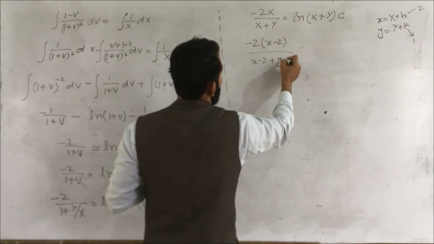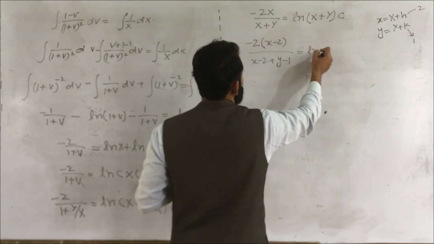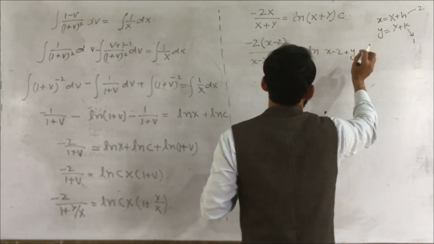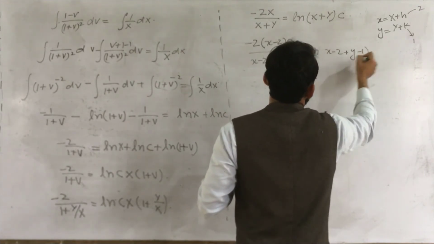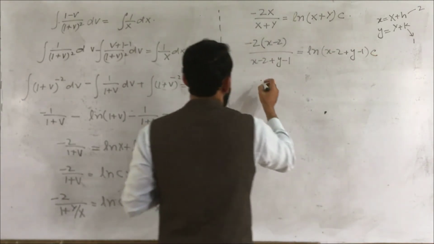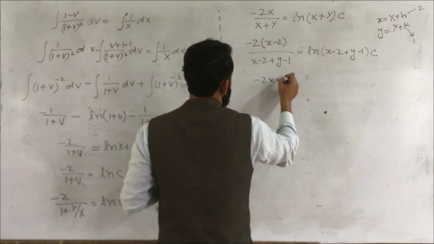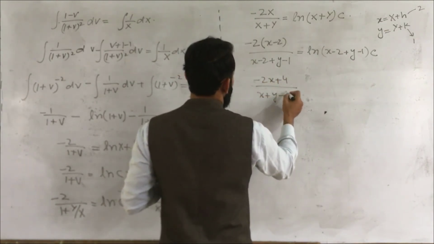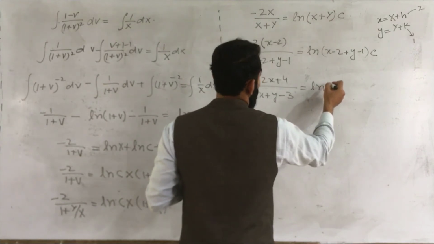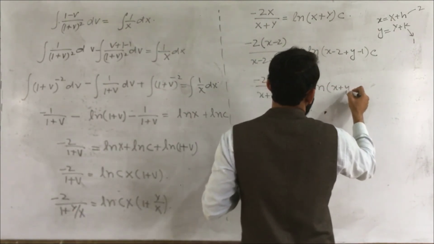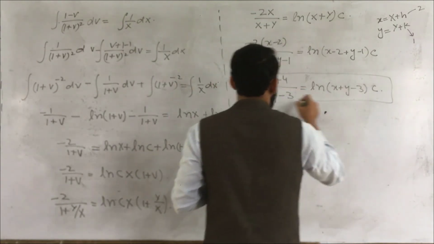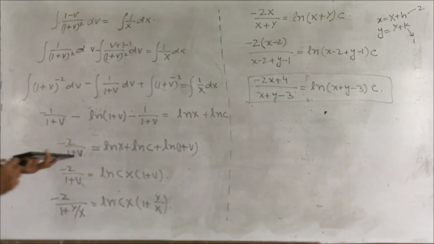Putting these values in this equation, 2 into (x minus 2) divided by (x minus 2 plus y minus 1) is equal to natural log of (x minus 2 plus y minus 1) into c. Solving this, minus 2x plus 4 divided by (x plus y minus 3) is equal to natural log of (x plus y minus 3) into c, which is the general solution for question number 15.